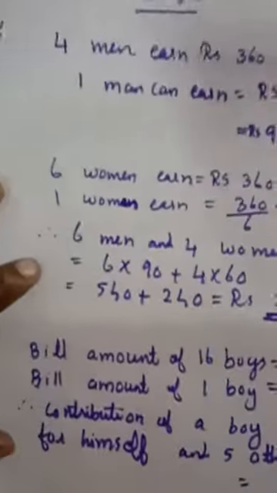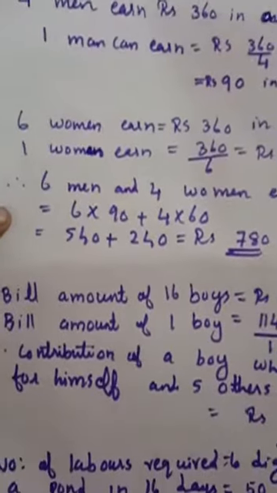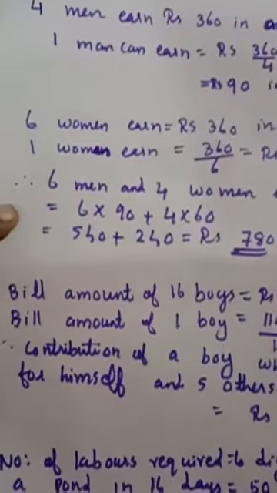780. Very simple type of question. This type is very simple, but you just be careful. Okay.